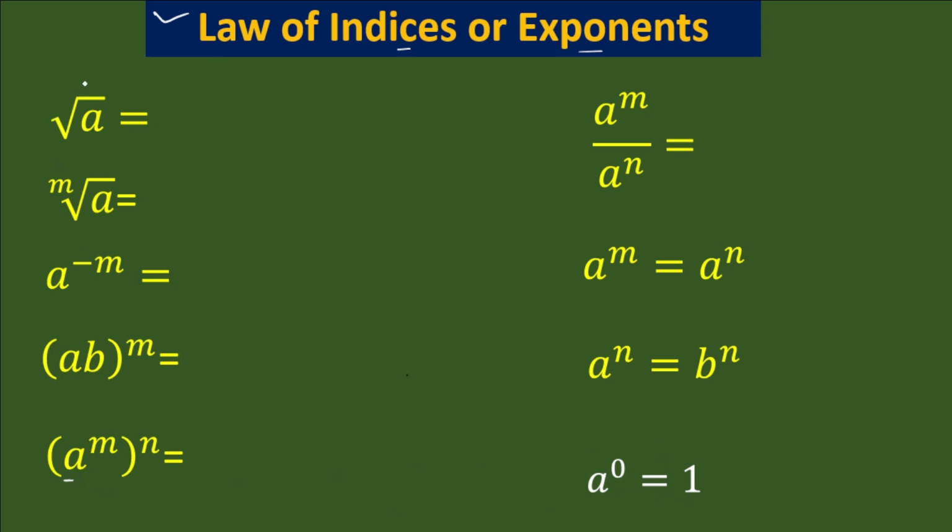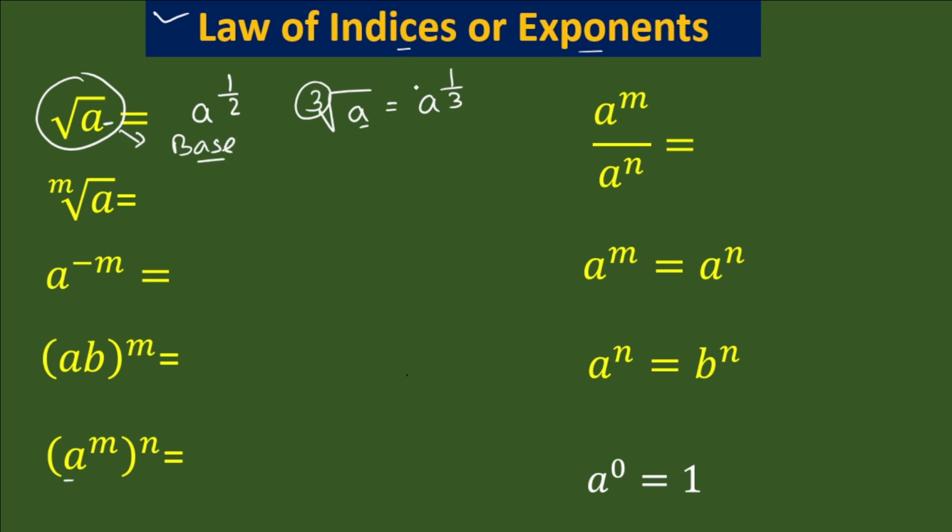If you look at this type of thing, the square root of a, we write it as a powered by 1 by 2. Similarly, the cube root of a, we write as a powered by 1 by 3. So what is a? Here a is called the base, and in the cube root, a powered by 1 by 3, the 1 by 3 becomes the power.